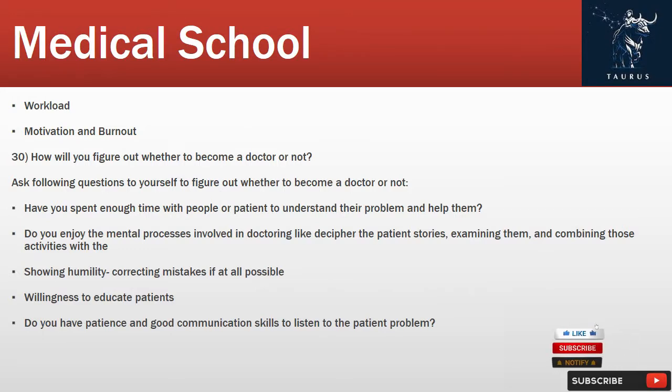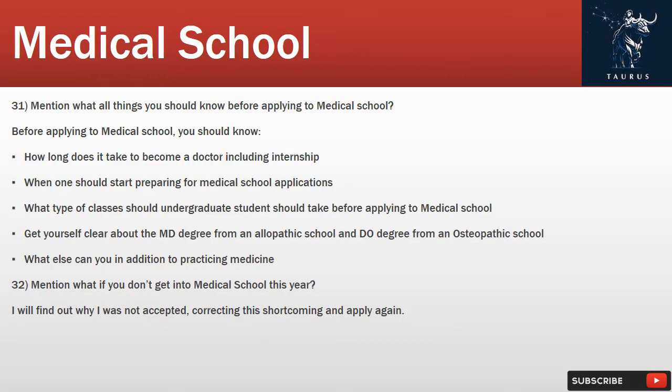30. How will you figure out whether to become a doctor or not? Ask the following questions to yourself to figure out whether to become a doctor or not. Have you spent enough time with people or patients to understand their problems and help them? Do you enjoy the mental processes involved in doctoring, like deciphering the patient's stories, examining them, and combining those activities with showing humility, correcting mistakes if at all possible, and willingness to educate patients? Do you have patience and good communication skills to listen to their problems? 31. Mention what all things you should know before applying to medical school.